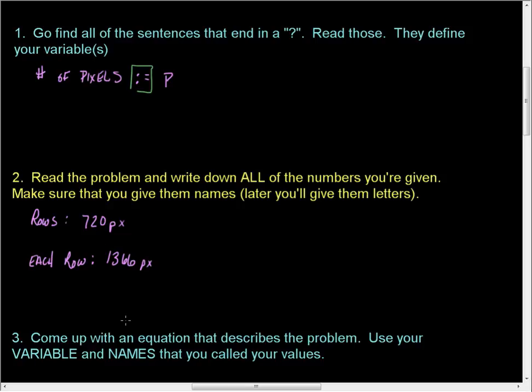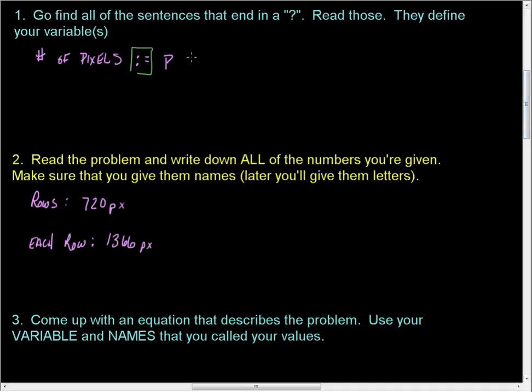Okay, now it says part 3. Come up with an equation that describes your problem. Use your variable and names that you called your values. Okay, here we're not doing numbers. We're just using the variable p and the names rows and each row.